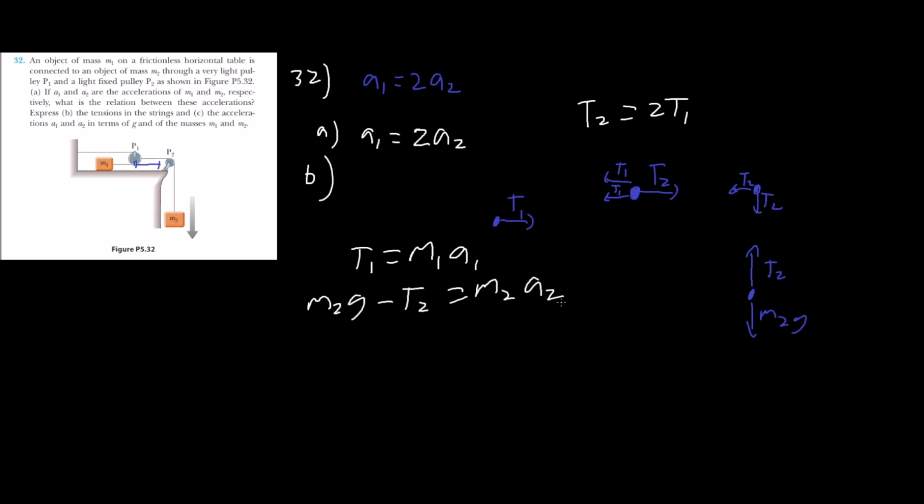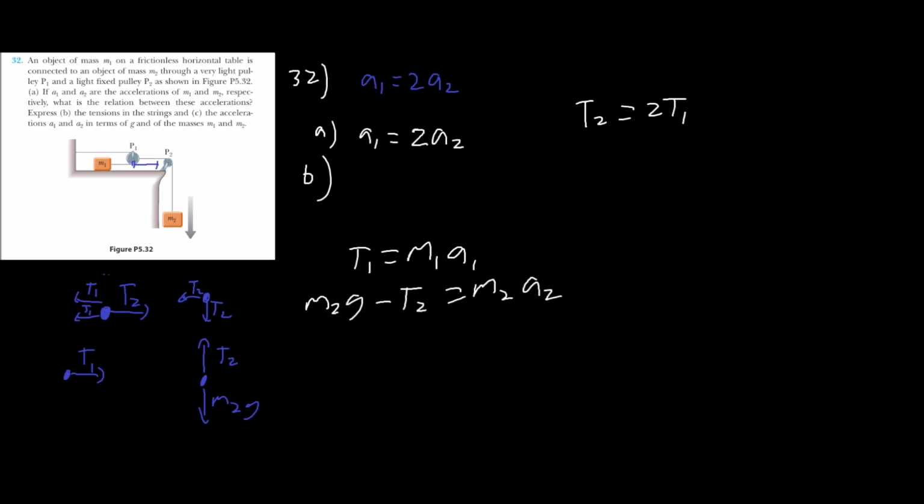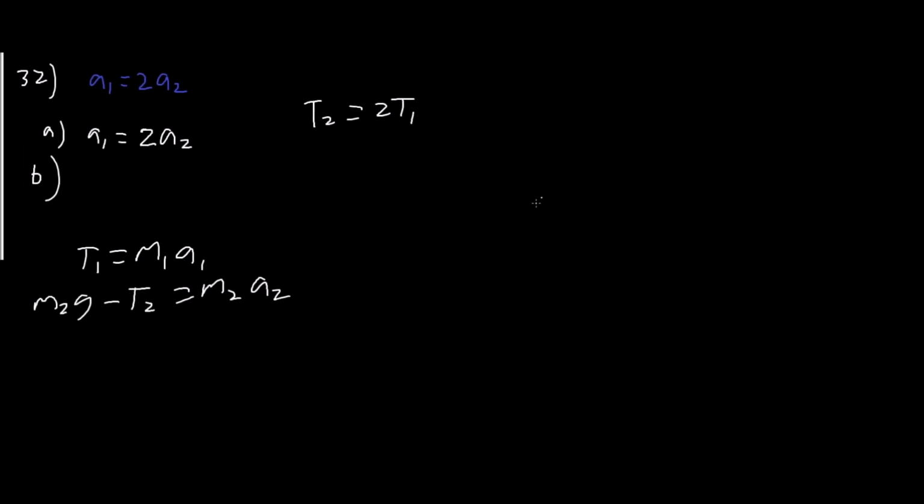All right, so let's solve for the tensions. I'm going to do this separately on these two equations, so we're going to find T1 and T2. I'm going to multiply by 2 on the other equation, so 2m2g minus 2T2 equals m2 a2. In fact, we're going to do that so we can replace that. T1 equals m1a1.